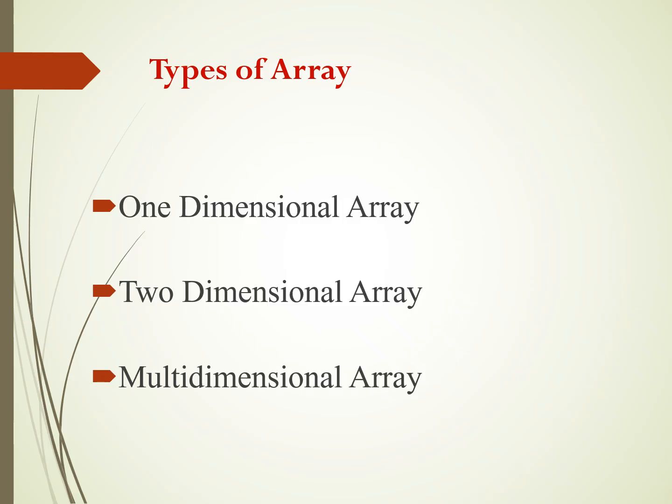So, to summarize, we can say that arrays are classified into three types. One-dimensional arrays for storing data in a single list. Two-dimensional arrays for storing data in rows and columns. Multi-dimensional arrays for handling complex data with more than two dimensions.